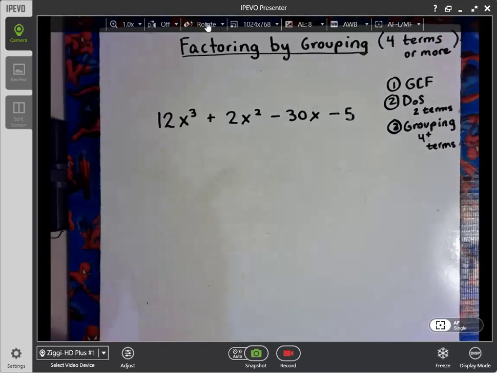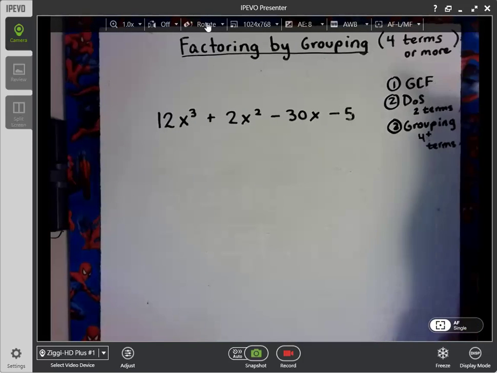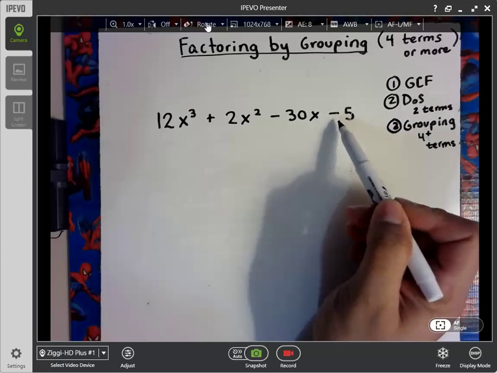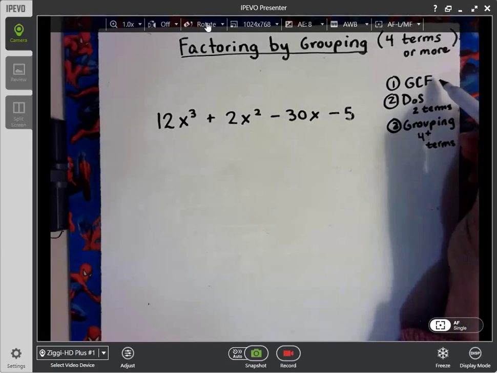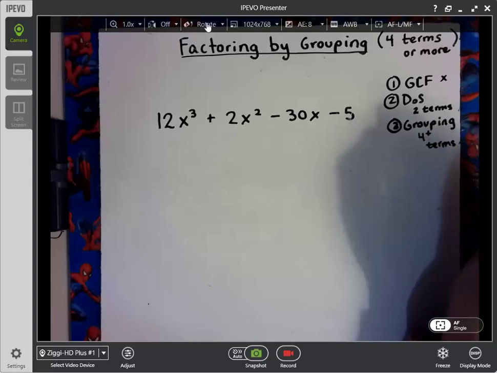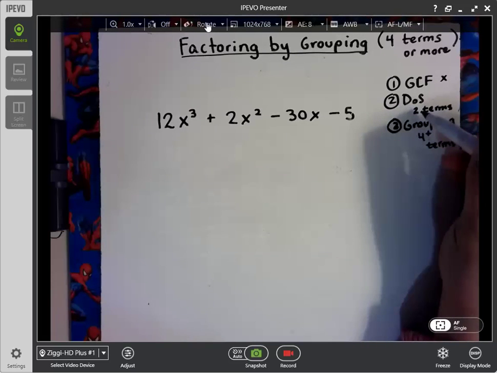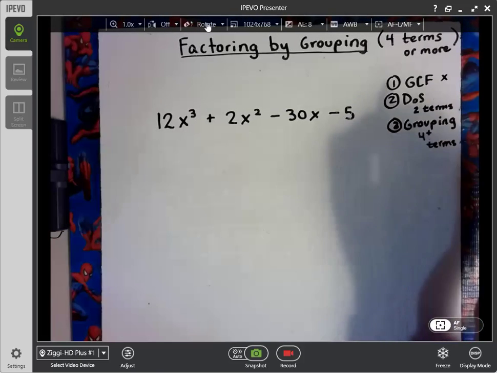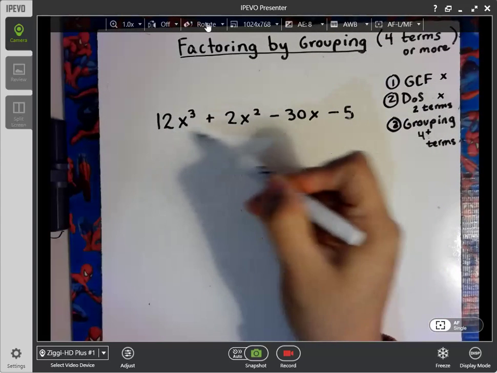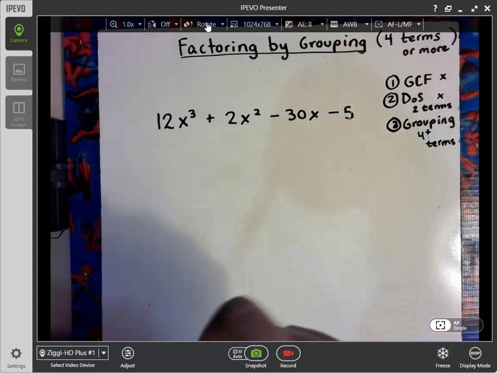But let us not forget that we have other techniques. You always have to check for a GCF. So when you look at the 12, the 2, the 30, and the 5, they don't really have a GCF. Okay, so there's no GCF to factor out. Differences of squares really works when you have 2 terms, and we don't have 2 terms, so we know this technique is not going to help us. And we realize, like, oh, we have 4 terms, so let's try grouping.